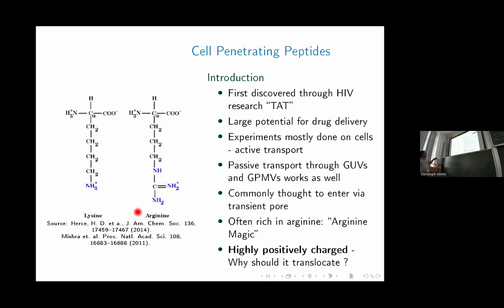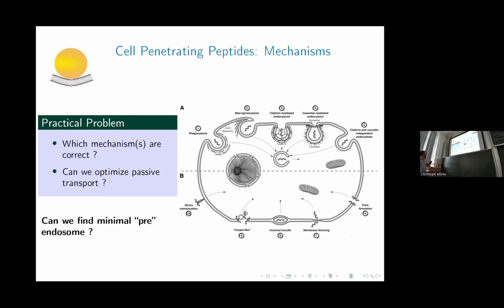But if you have this arginine and you just put it into a long string, it will be a cell-penetrating peptide. If you have the lysine, it will not be a cell-penetrating peptide. So it's something chemically specific. This is one thing to remember.